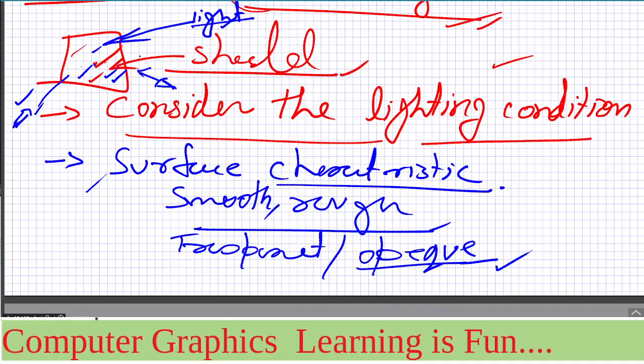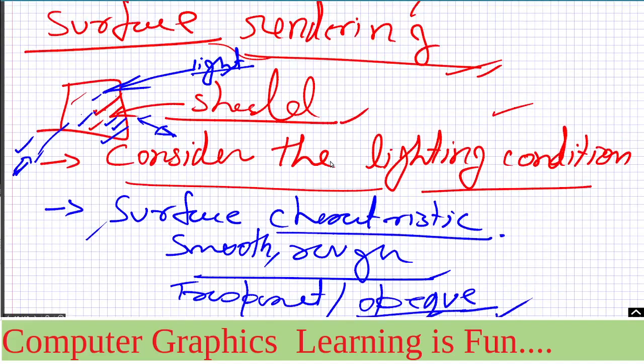Okay, so just shading it with a particular color is not enough. Now you have to consider the lighting conditions as well as the surface characteristic. If you consider these two things, then there will be realism in the display of this surface. If this happens, you can call it surface rendering.